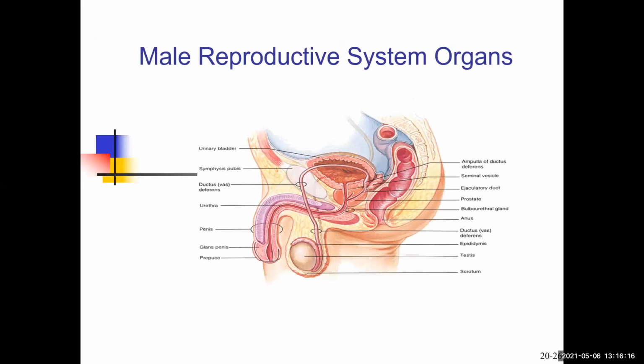We have a mid-sagittal section of a male reproductive body. This is the anterior part and this is the posterior part. So the primary organ of the male reproductive system is the testis, which is lying in the scrotum. This testis makes sperm, and this testis also makes one hormone that is called testosterone.